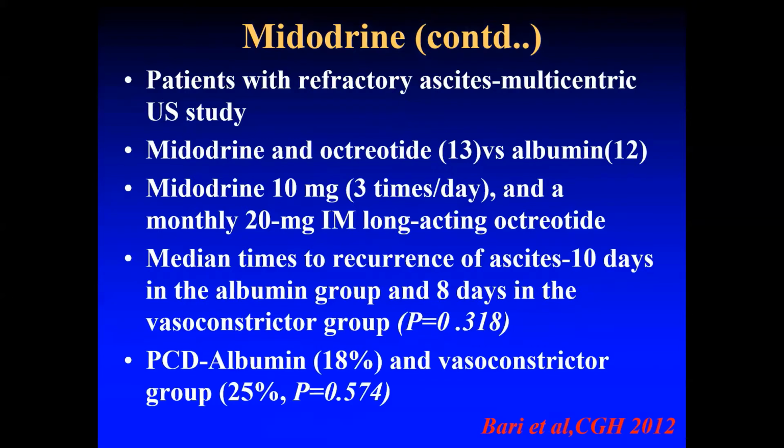This is a US multicentric study in patients with refractory ascites. Midodrine and octreotide versus albumin was used in this study. Midodrine was given in doses of 10 mg 3 times a day with a monthly 20 mg IM long-acting octreotide. Median time to recurrence of ascites was 10 days in the albumin group and 8 days in the vasoconstrictor group, and the difference was not significant.